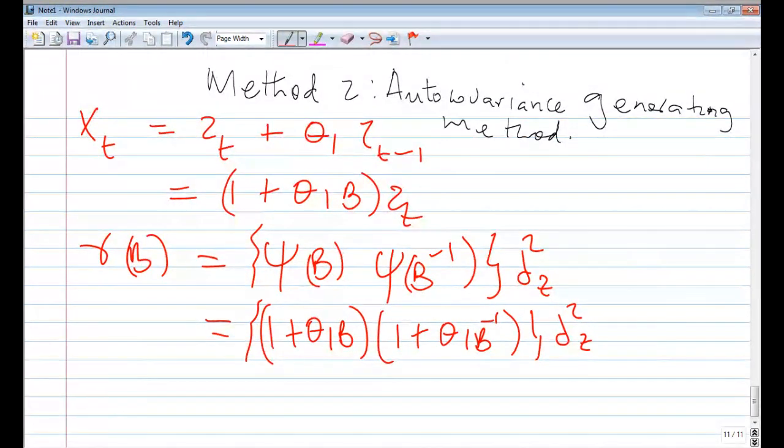Sir, are those absolute values or they're just brackets? Those are the bigger brackets. Oh, this one. All right.